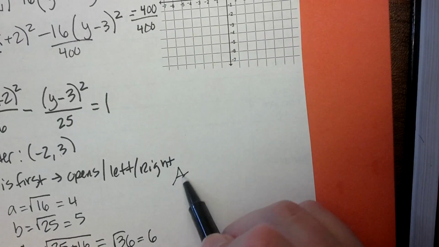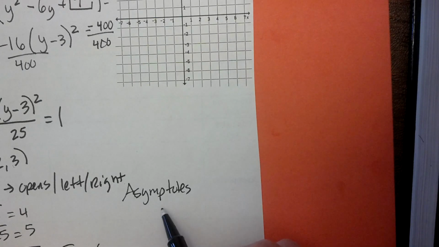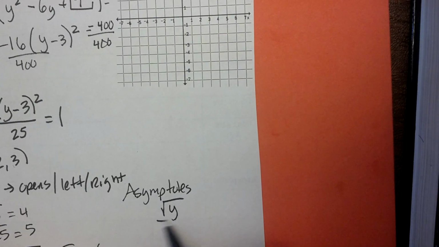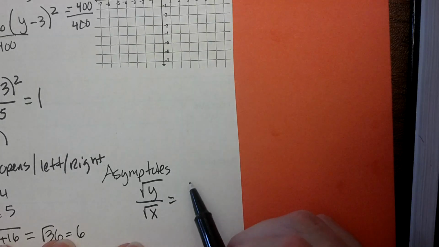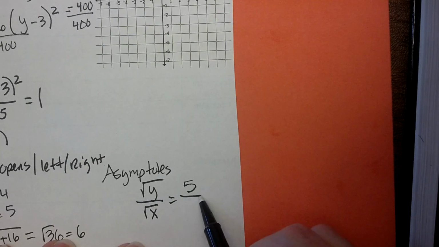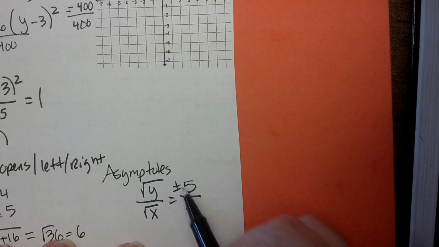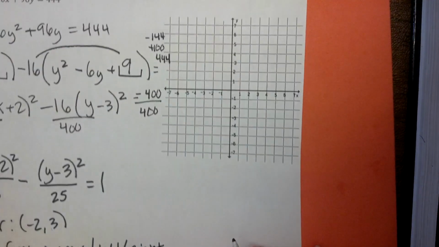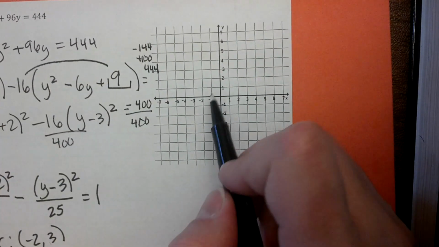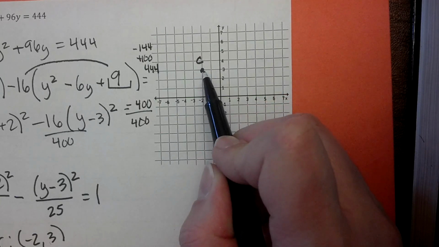My asymptotes are always the square root of y's denominator over the square root of x's denominator. So y's denominator was 5, x's denominator is 4, and plus or minus. So this is what we're going to use to graph our asymptotes. Okay, so let's start with the center. Negative 2, positive 3. Let's put a C for center.